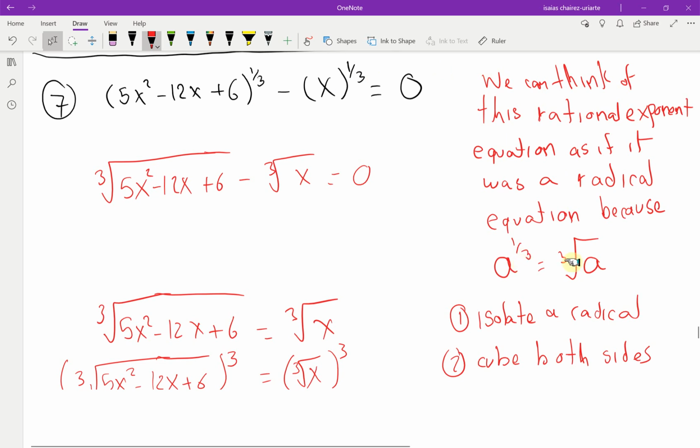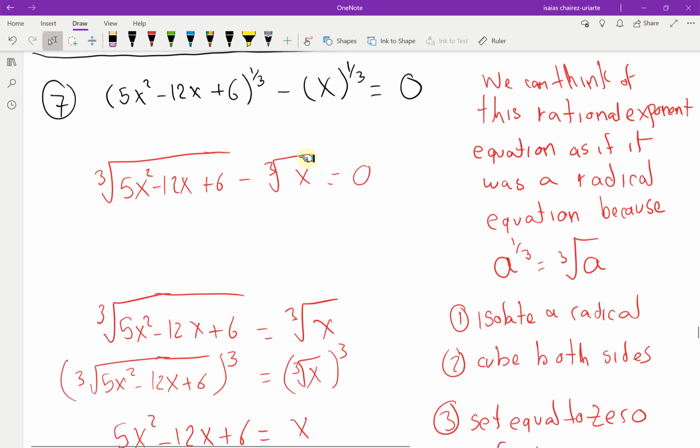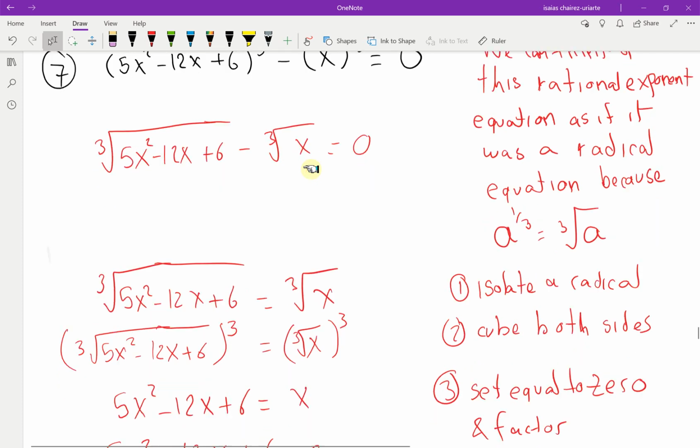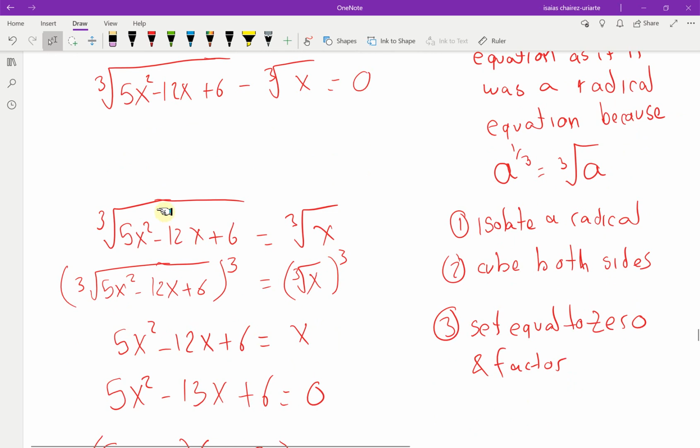So I could just change the problem to a radical problem, which we've worked on before in the previous video. So that's what I'm going to do. I changed my rational exponent to just a radical. So now I have a radical equation. And we said that in order to start solving these radical equations, it definitely helps to isolate a radical. So I'm going to isolate a radical. I have a radical on the left-hand side and a single radical on the right-hand side.